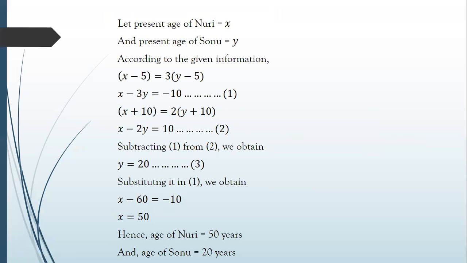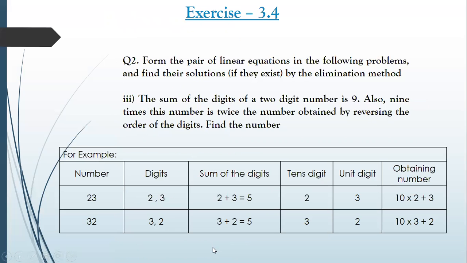So the present age of Nuri is X, let the present age of Sonu be Y. According to the given information, we can take X minus 5 equal to 3 times (Y minus 5). So X minus 3Y equals minus 10 is the first equation. X minus 2Y equal to 10 is the second equation. Subtracting these two because the X coefficients are the same, we get Y is 20. Substituting again, we get X as 50. So Nuri is 50 years old and Sonu is 20 years old.